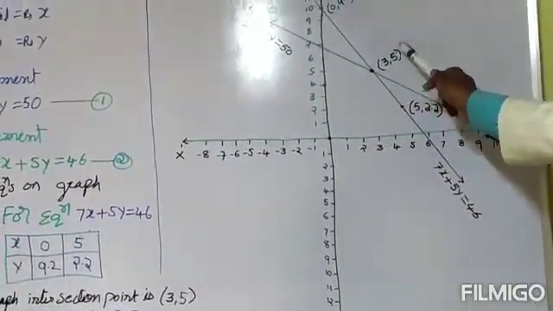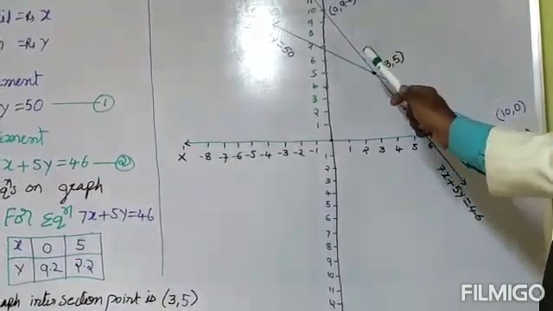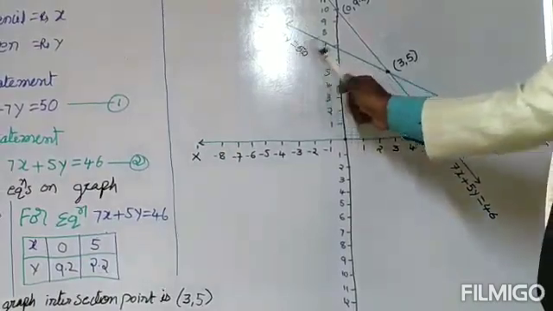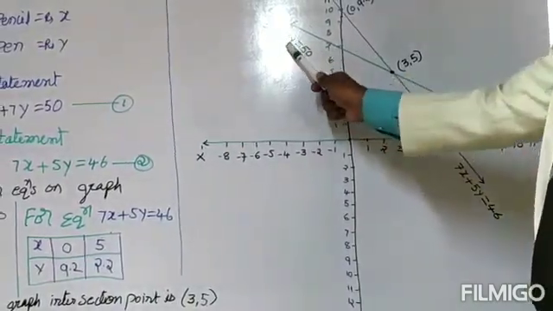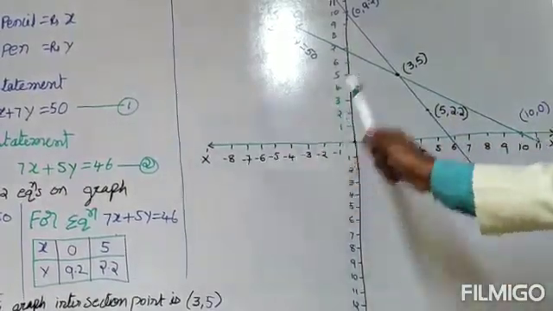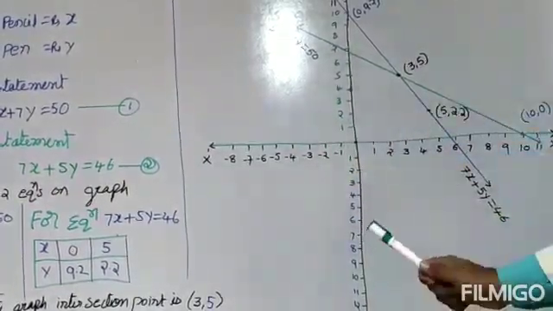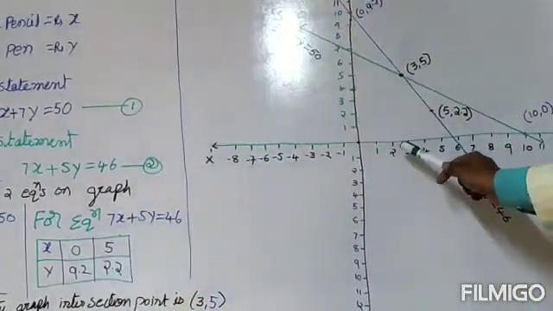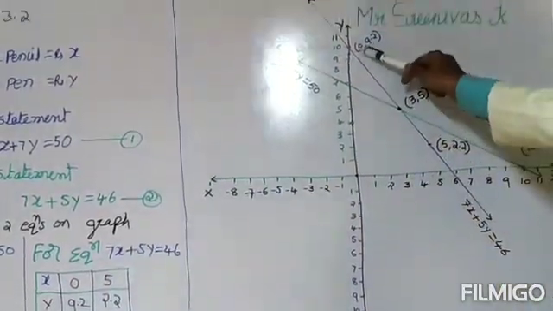3, 5. 2 points are enough to draw a line. So take the ruler, join these points. So you are getting the line 5x plus 7y equal to 50. Like this, second equation points also we are going to plot on the same graph only. So here 0, 9.2.